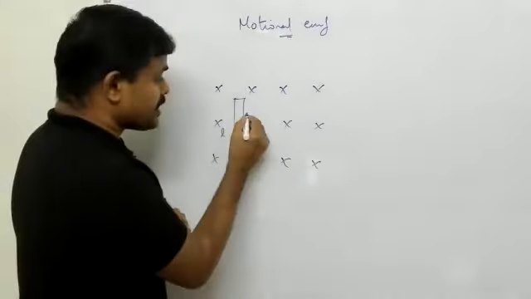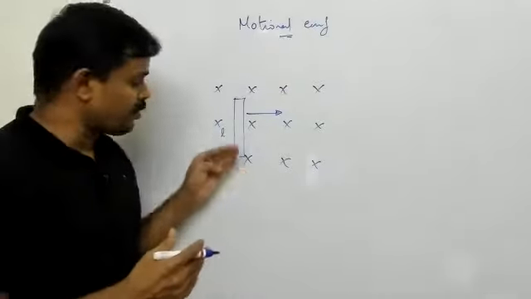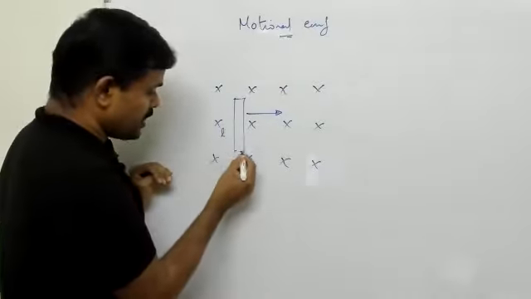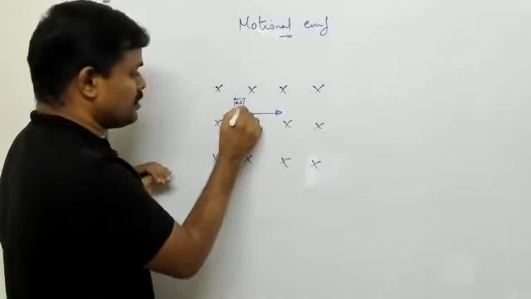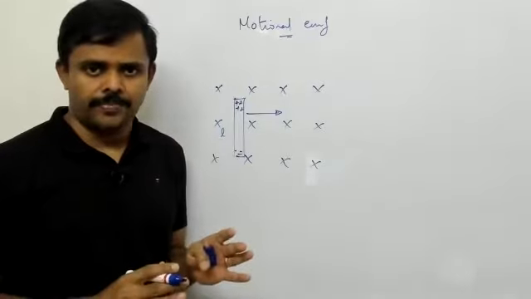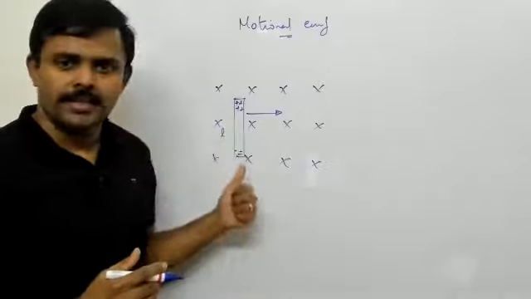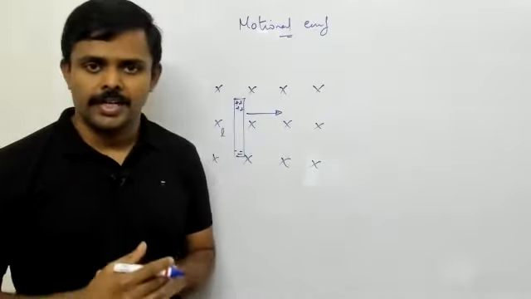Now, if I pull the conductor inside the magnetic field, electrons will be clustered at one end, which will become negative, and the other end becomes positive. That means this will become a cell. The conductor acts like a cell. A voltage is developed along the length of the conductor, across the conductor. And this EMF is known as motional EMF.